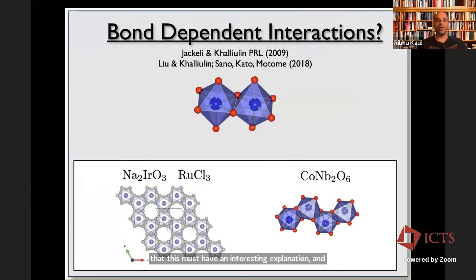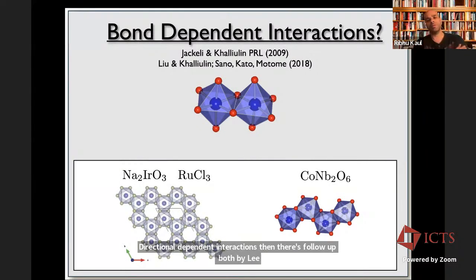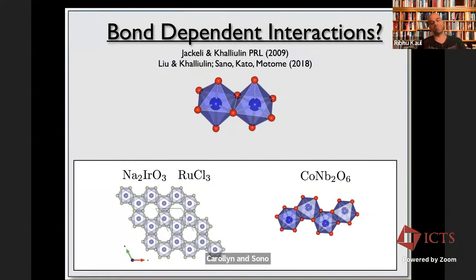Okay, so we'll get back to this experimental data in a little bit. But our inspiration was this work by Jackeli and Khaliullin, classic work in 2009, which I'm sure you've heard a lot about in this conference, about direction-dependent interactions. Then there's follow-up work by Lee, Khaliullin, and Sano, Kato, and Motome. So the original proposal was to look for this kind of bond-dependent interactions. I'm not going to introduce this because I'm sure you've heard about this in iridium compounds.